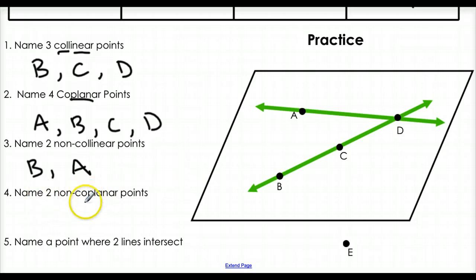Name 2 non-coplanar points. Well, let's see, we got these all on the plane and this not on the plane. So we could pick any of these. Let's pick C and E, which is not on the same plane as these. And name a point where 2 lines intersect. Well, we got a line here and we got a line here. Those are our 2 lines, and they have this point in common. So we'd say D is where they intersect.